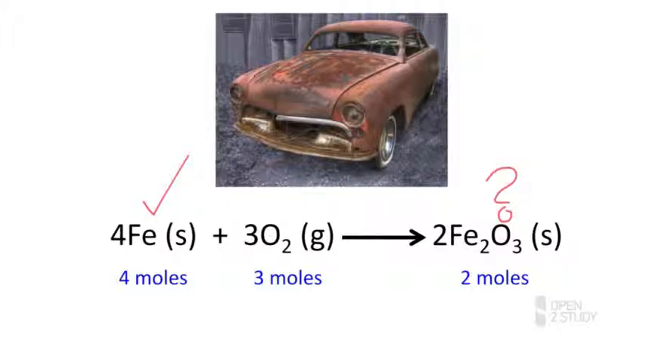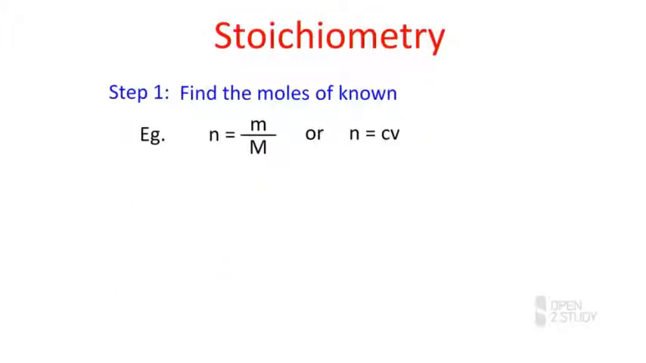So, the first step in that plan is finding the number of moles of our known substance. Your known substance is the one that you know about. Maybe you know the mass that you have. Maybe you know the concentration and the volume. But one way or another, you know the amount. Specifically, you know the number of moles.